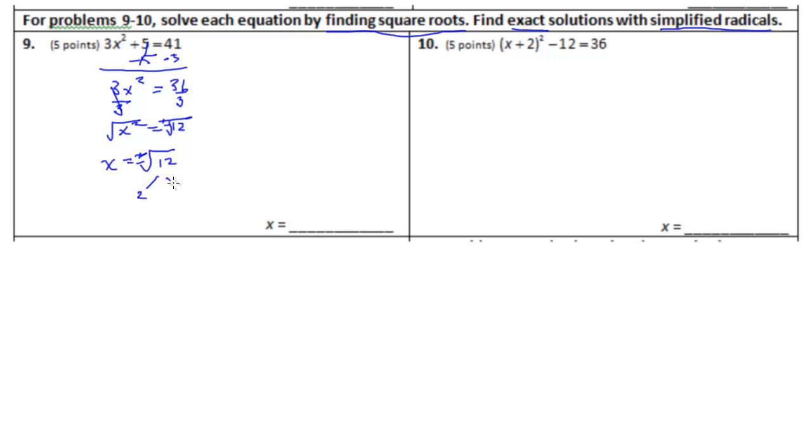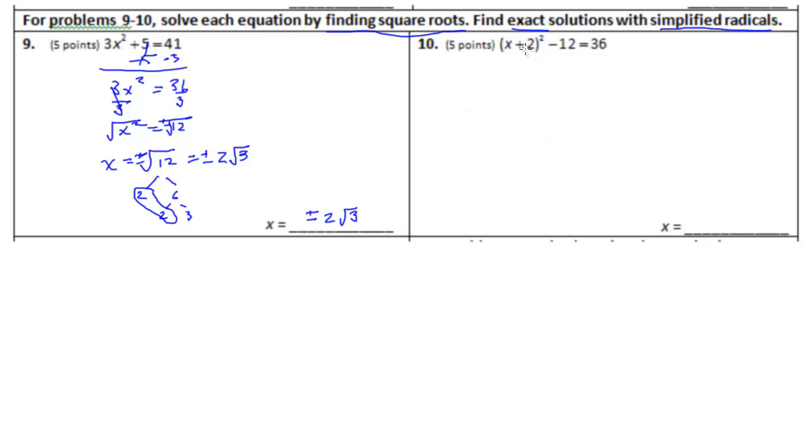So we'll check. Divide 12 by 2. That's 6. Divide 6 by 2. It's 3. We have a pair of 2's. So this is equal to plus or minus 2 square root of 3. Plus or minus 2 root 3.